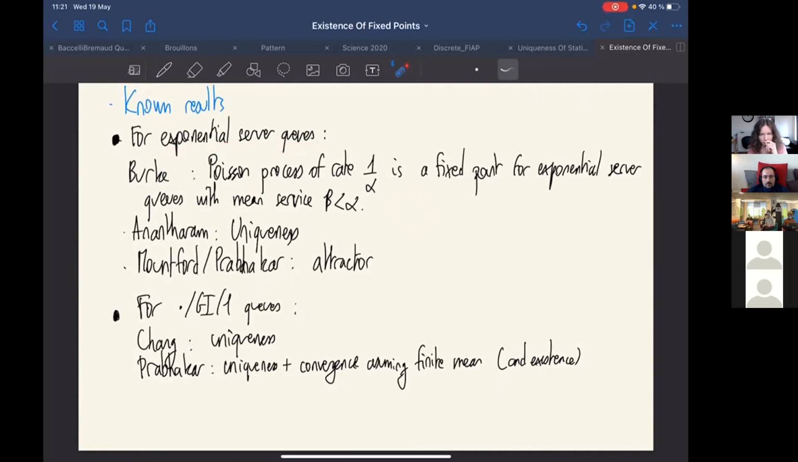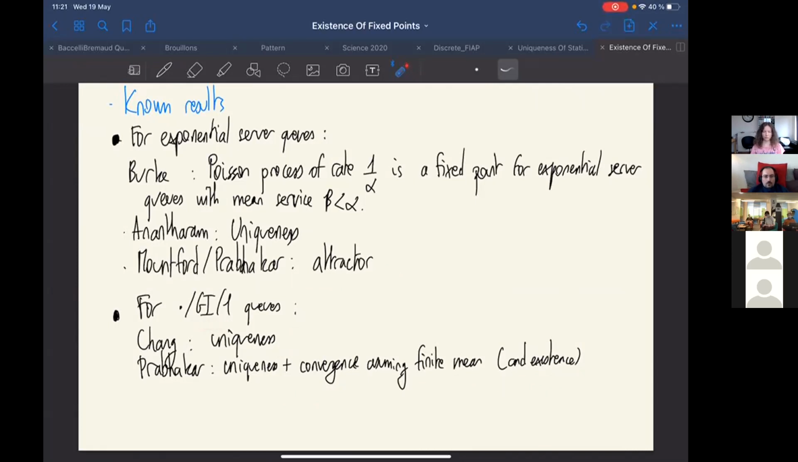And so for GI queues, when instead of having exponential service times you just assume i.i.d. service times, but not necessarily exponential, the results that were known were that you had uniqueness of the fixed point, and that, assuming the mean was finite and assuming, of course, existence, then you had convergence. So you had the attractor. But there was no proof of existence of fixed points. So basically, the aim of this paper that I'm presenting is to fill in the hole in the picture for GI queues.